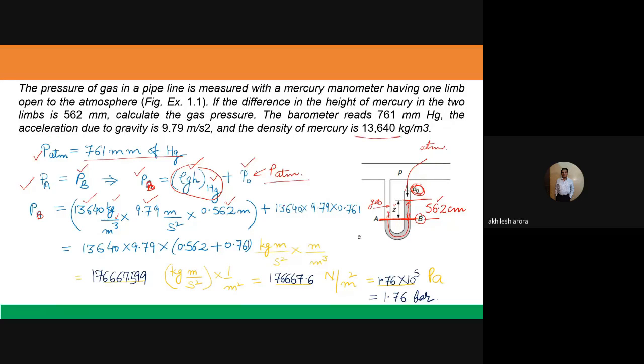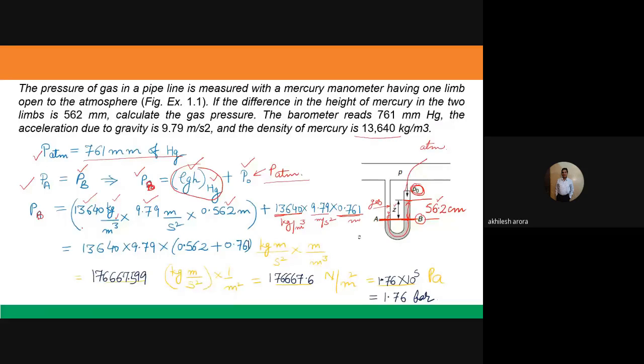So atmospheric pressure, once again, we can calculate it in terms of rho gh. So this is once again the density of the mercury multiplied by g multiplied by the height of the mercury column equivalent to the atmospheric pressure. So this is once again meters, this is meter per second square, and this is kg per meter cube. So now we can solve it.